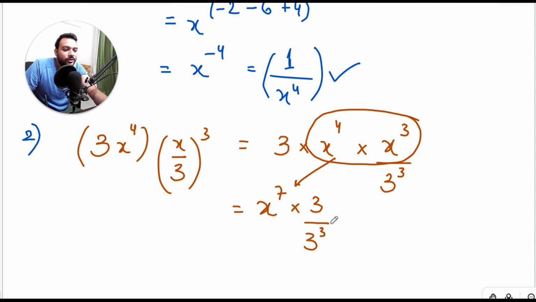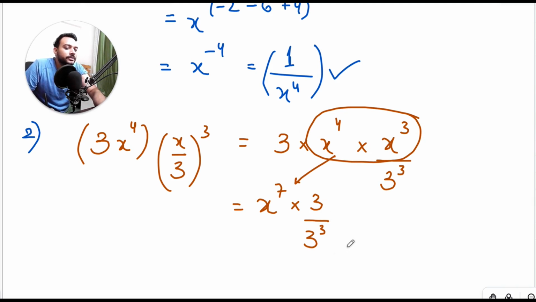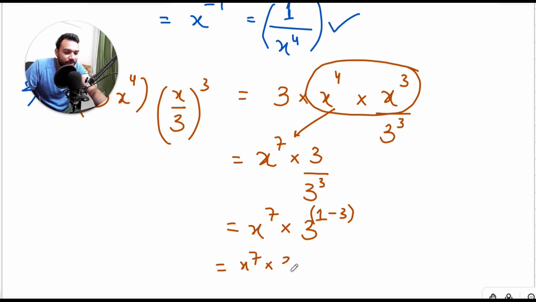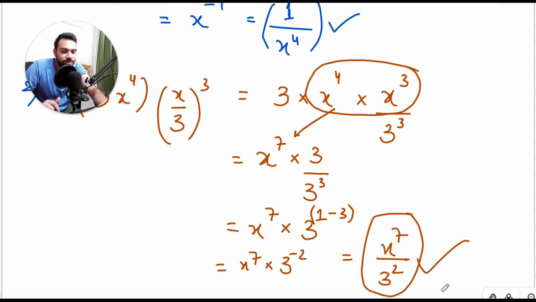Now 3 upon 3 raised to the power 3. Rule number 3: division of exponent expressions with the same base. x raised to the power 7 times, if I choose to represent the 3 in the numerator, it's going to be 3 raised to the power 1, which was the power of 3 in the numerator, minus 3, the power of 3 in the denominator. x raised to the power 7 times 3 raised to the power negative 2, or x raised to the power 7 over 3 squared. This is the simplified version.